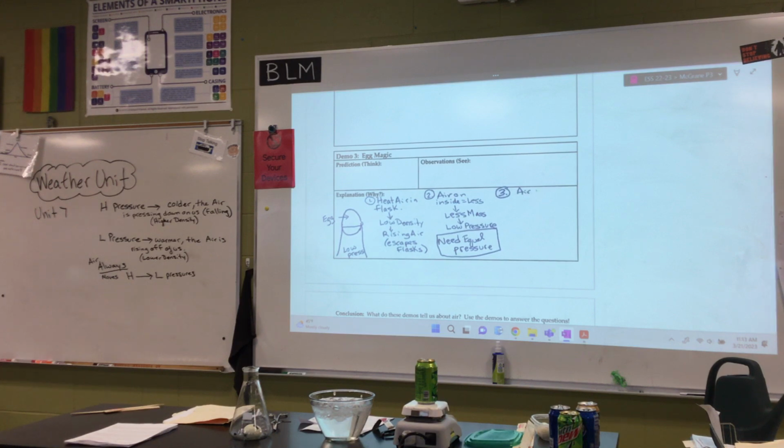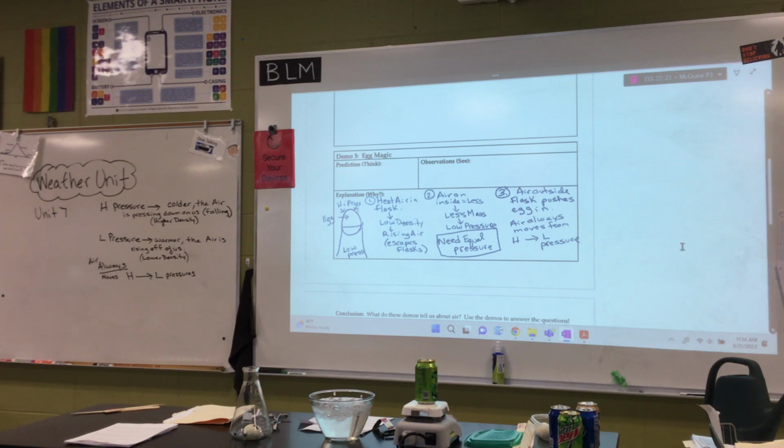Air outside flask pushes egg in. It doesn't know it's pushing the egg in, it just needs to get inside and the egg's in the way. So it pushes. Air always moves from high to low pressure. So since we have low pressure inside the flask, I'm going to put high pressure here, and push down. That's what happens there. Let's go back to our can.